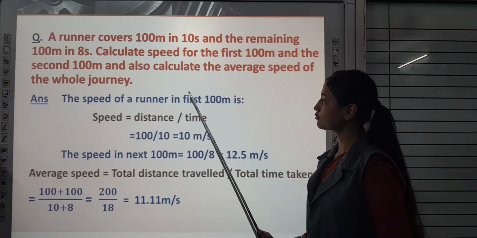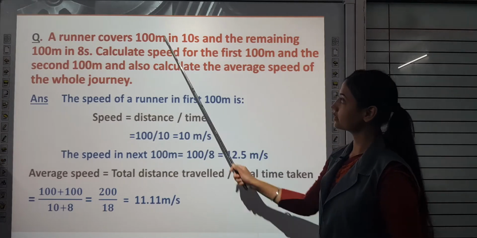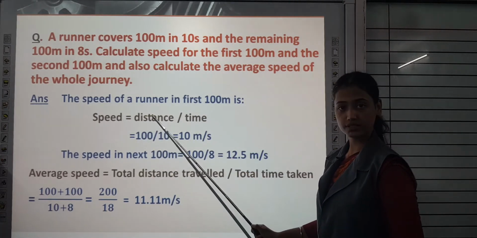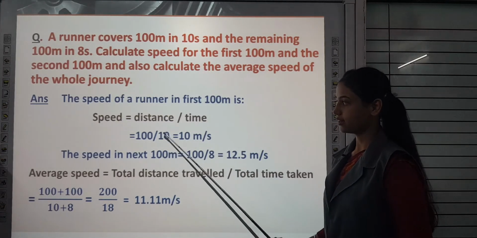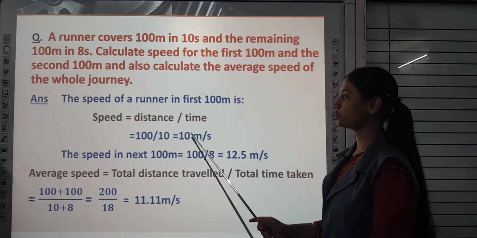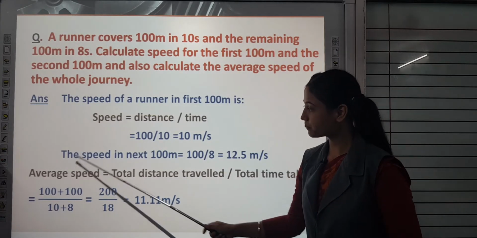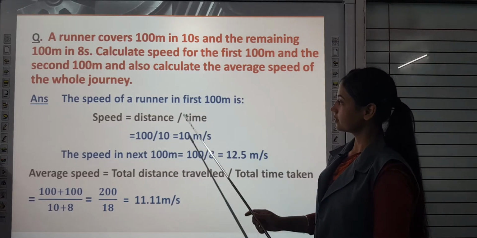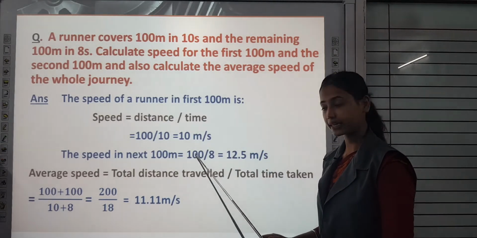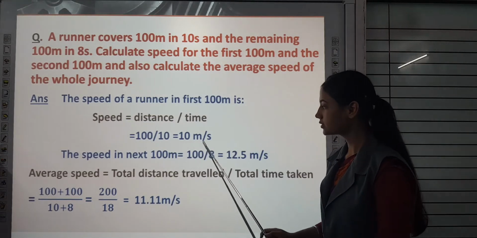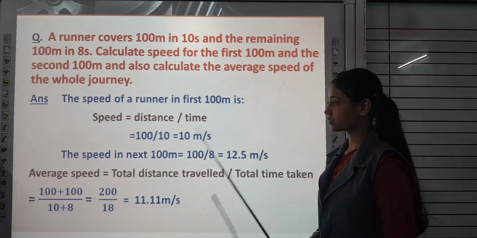The speed of the runner in the first 100 meter: the formula for speed is distance upon time. Distance is given as 100 meter, so put 100 instead of distance, and the time given is 10 seconds, so instead of time just write 10. Divide it and you will get 10 meter per second, his speed in the first lap. The speed in the next 100 meter is distance upon time. Distance is the same, 100 meter, but in case of time we will take now 8 seconds. Divide it and you will get 12.5 meter per second as his speed.